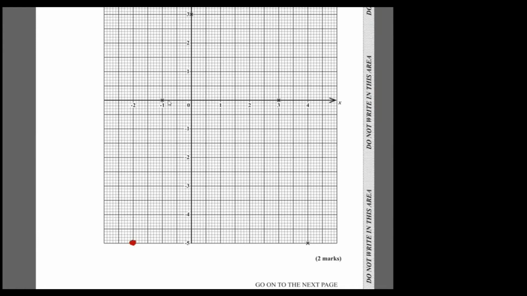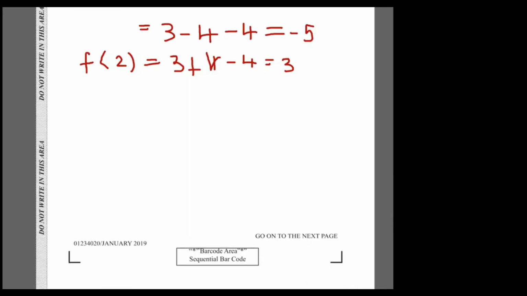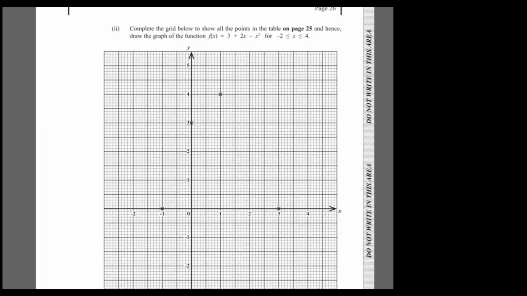They plot f of -1 for us. They plot f of 0 for us. They plot f of 1 for us. The only thing left to plot is f of 2. What was f of 2? F of 2 is 3. So we're going to plot on 3. Then it says to complete the graph. Complete the grid below and draw the graph.